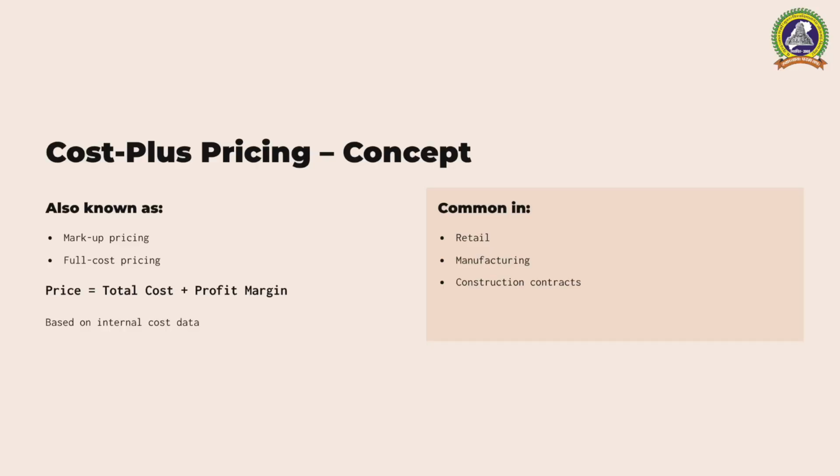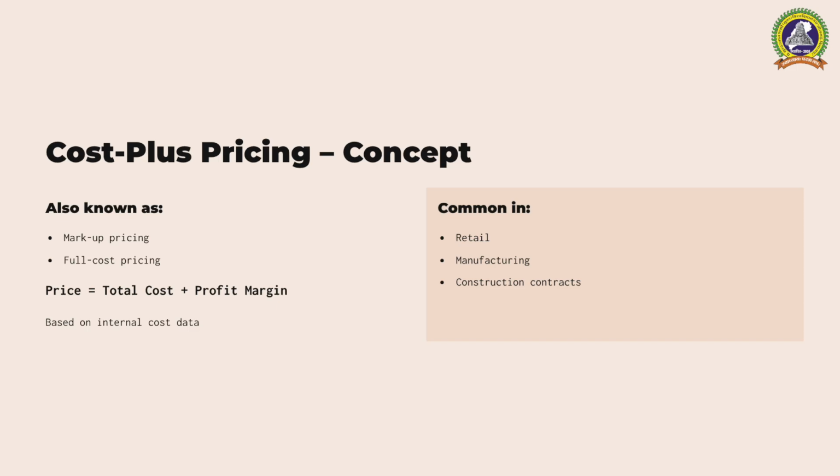The first specific method we will examine is cost-plus pricing, which is also known as full cost or markup pricing. This is the dominant pricing model in retail, construction and manufacturing. The philosophy here is simple and transparent. We know what it costs us to make this product. We just need to add a fair profit margin on top to arrive at a price.